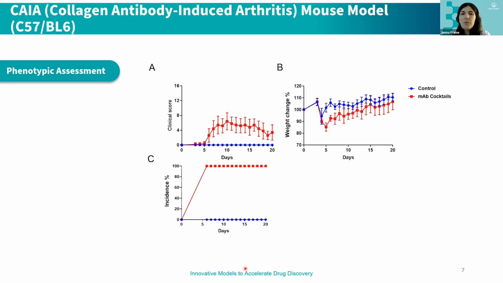When this model is induced in C57 black 6 mice, you can see that the clinical score, which again is as reflected by the joint swelling indicated, increases and maxes out over a period of about 10 days, during which the body weight drops and slowly recovers compared to the control group. And as mentioned, the incidence in C57 black 6 mice is at 100%.